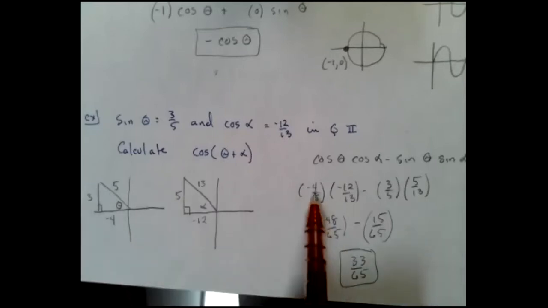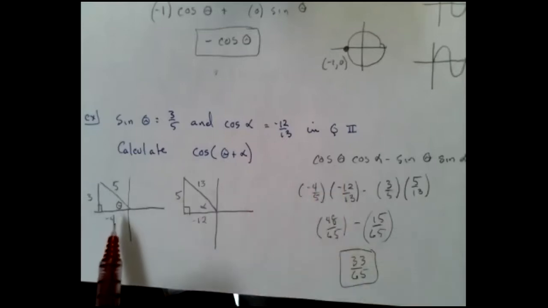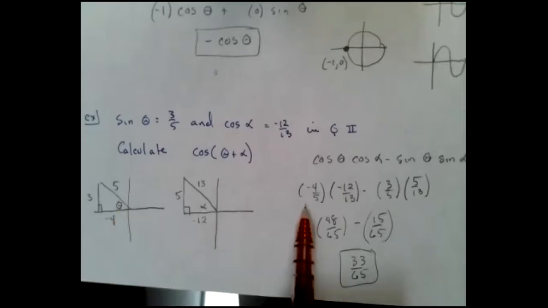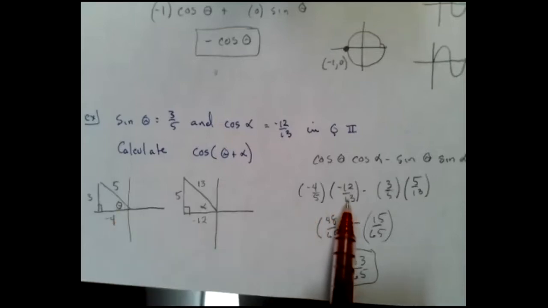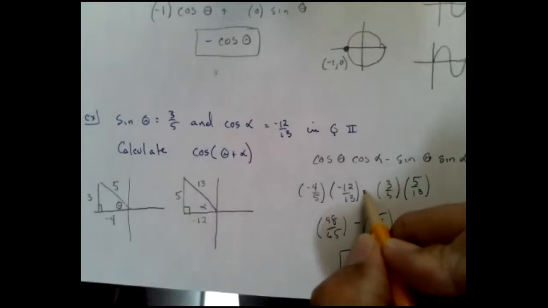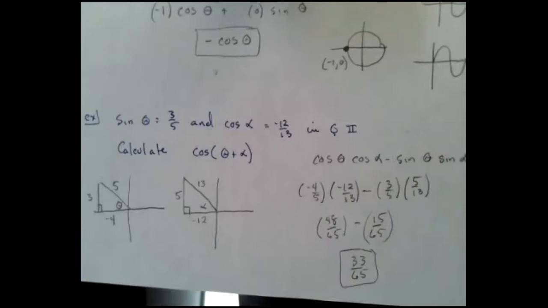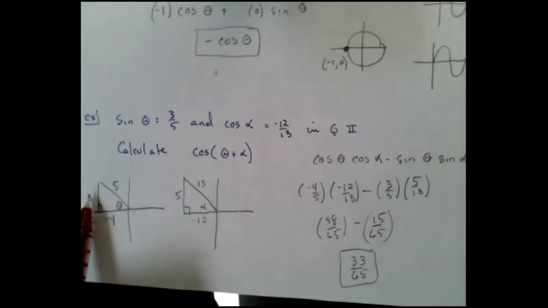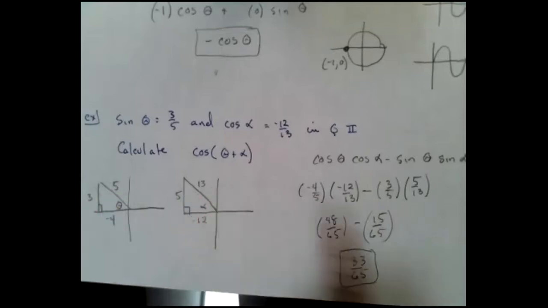Now it's a matter of just looking at the graphs. Cosine of theta, -4/5. Cosine of alpha, -12/13. Sine of theta, 3/5, opposite over hypotenuse. Sine of alpha, 5/13, opposite over hypotenuse. Now it's algebra time. -48/65 minus 15/65.